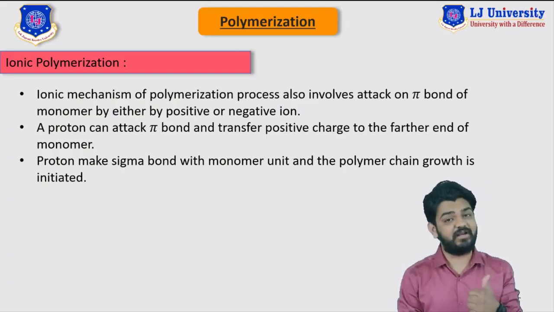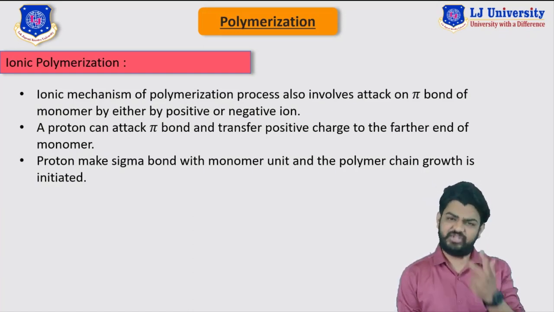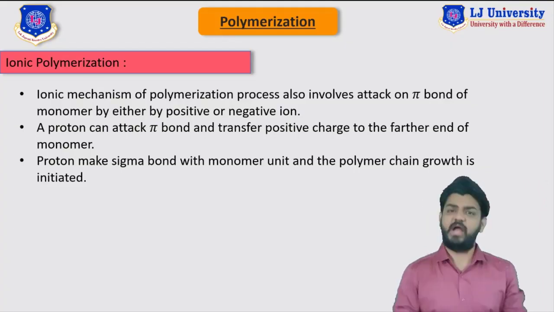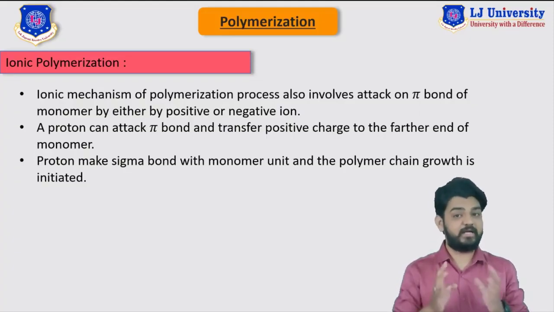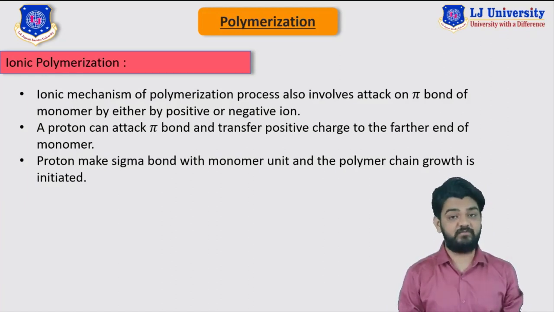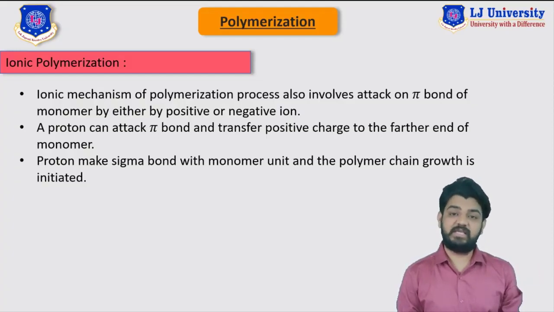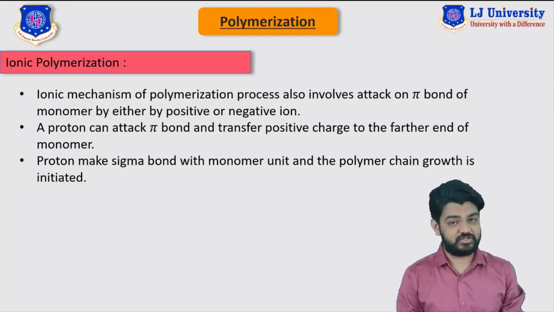Then we have the second one, ionic polymerization, and the third one is copolymerization. So now let's understand what we mean by ionic polymerization. The ionic mechanism of the polymerization process also involves an attack on the pi bond by electrons. But this attack is not done by the free radical, which was the case in the free radical polymerization process.